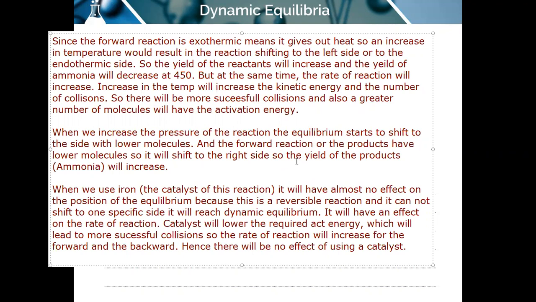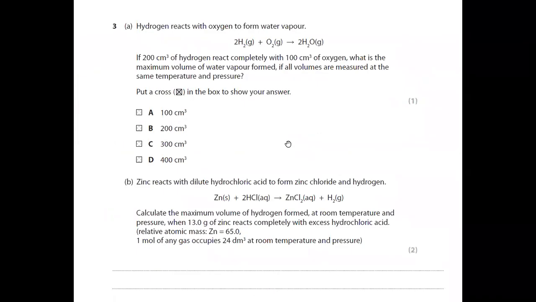The same is true for pressure. The higher the pressure, the more ammonia we will get. But the cost of the procedure is going to be so expensive that it will not be worth it to use that high pressure just to increase the amount of ammonia. And that is why we use a catalyst, even though it has no effect on the equilibrium position. So that is how you're going to answer these related questions.